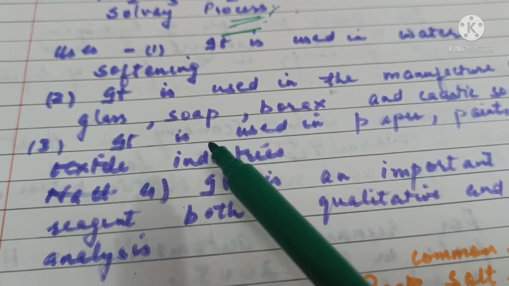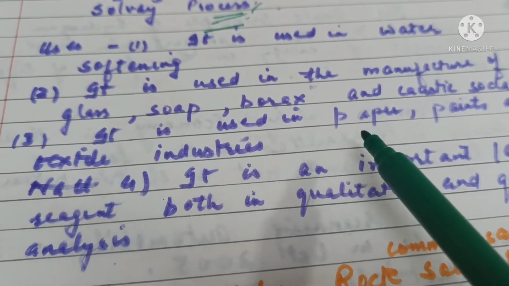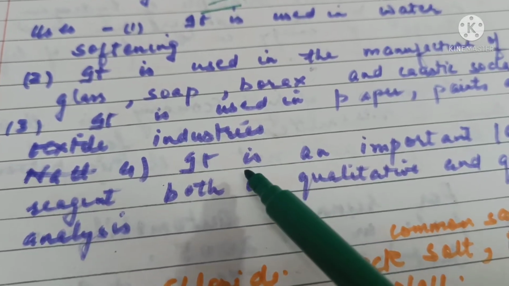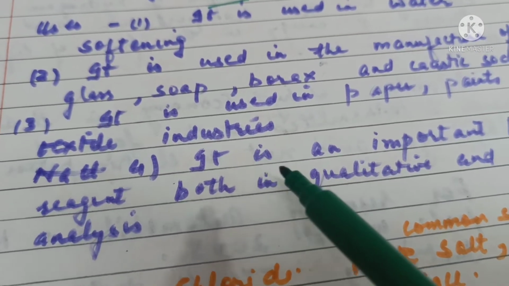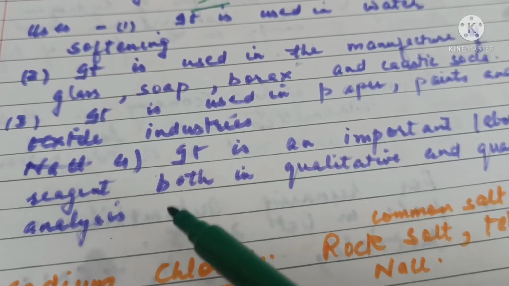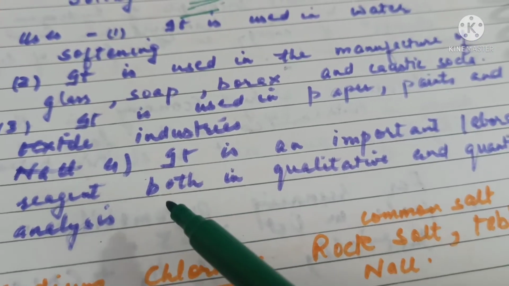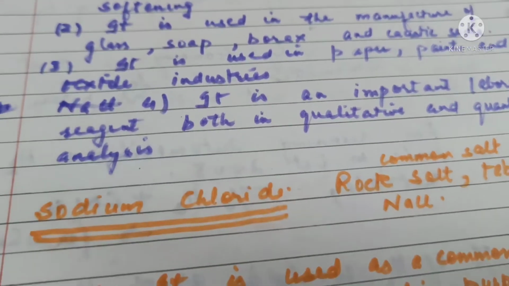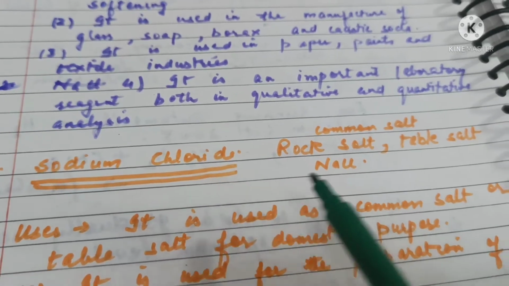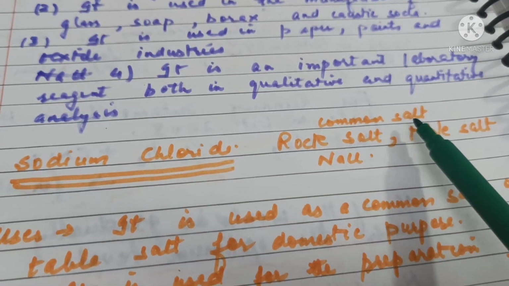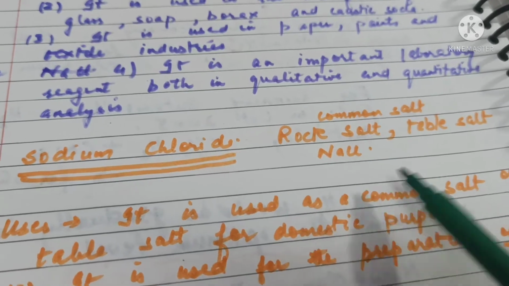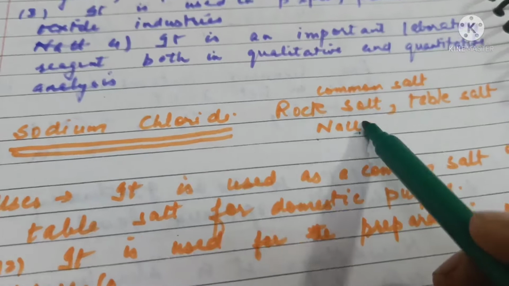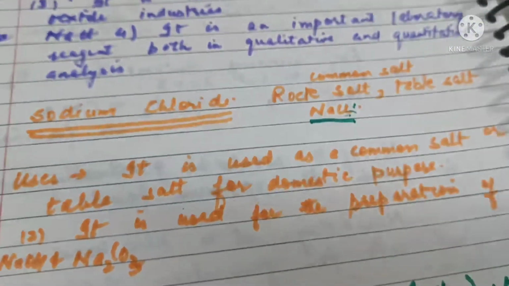It is used in paper, paints, and textile industries. Then sodium carbonate is an important laboratory reagent both in qualitative and quantitative analysis. Sodium chloride, another compound, is also known commonly by the name of common salt, rock salt, table salt. They all contain this ingredient NaCl, so the chemical formula is NaCl.